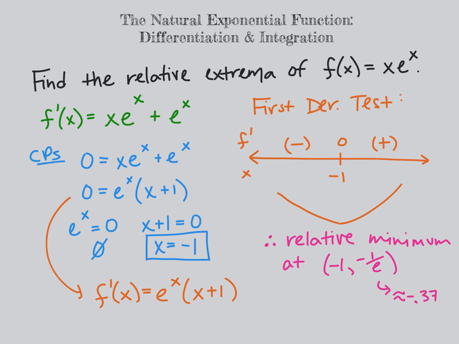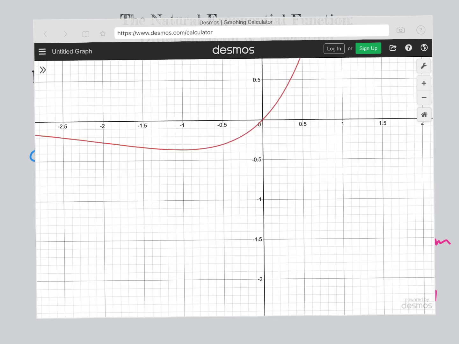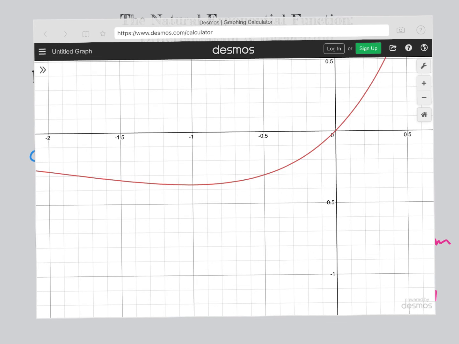Let's take a look at the graph of our function f of x to make sure that we do in fact have a minimum point, or relative minimum, at this point here. Here is the graph of the function x e to the x, our original function. And we can see that we do have a minimum point. It sort of dips down here, and it does occur at x equals -1. And then the output, or the y value there, is -1 over e, or -0.37.